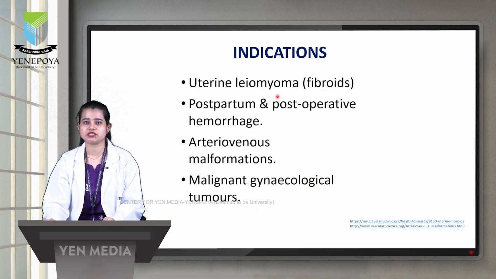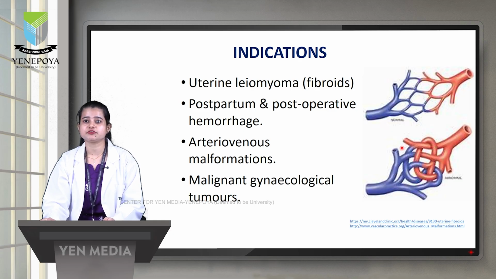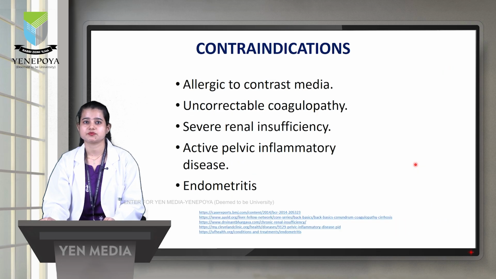Next, coming to the indications: uterine fibroids, you can see in the image the fibroids present in the uterus; any postpartum or post-operative hemorrhages; arteriovenous malformation, which is an abnormal connection between arteries and veins which will affect the blood flow of the arteries and the veins. Next, we have malignant gynecological tumors.